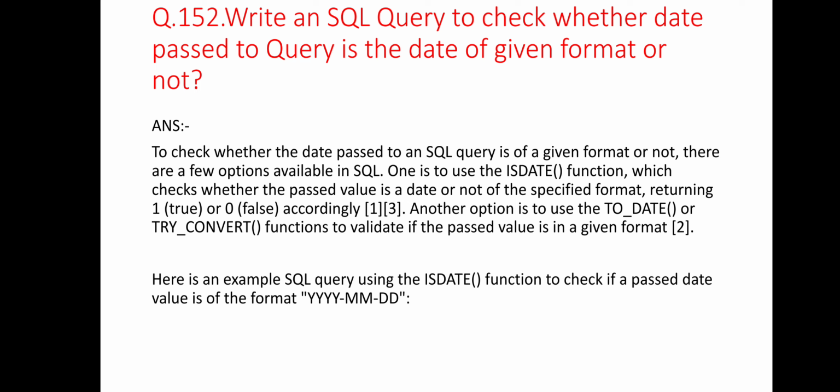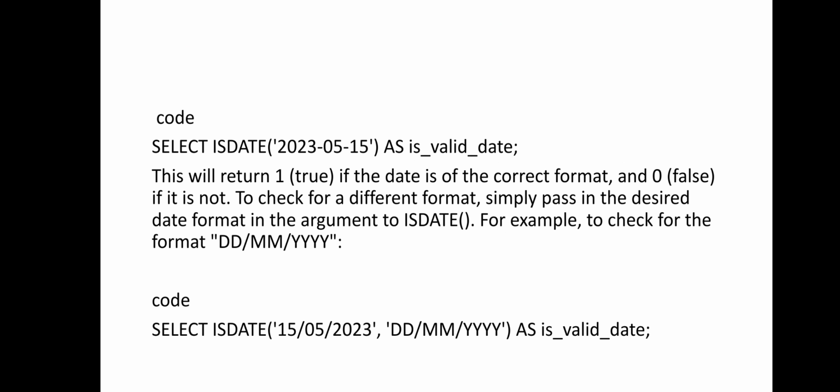Here is an example of an SQL query using the ISDATE function to check if a passed date value is of format YYYYMMDD. This is the code: SELECT ISDATE with a date given in single quotes AS is_valid_date. This will return 1 if the date is of a correct format and 0 (false) if it is not. To check for a different format, simply pass the desired date format in the argument to ISDATE. For example, to check for format DDMMYY, code: SELECT ISDATE AS is_valid_date.